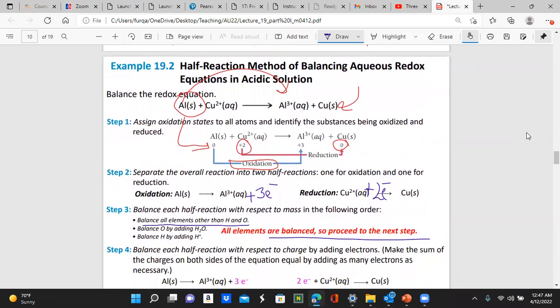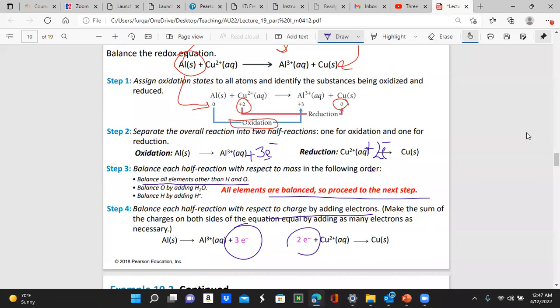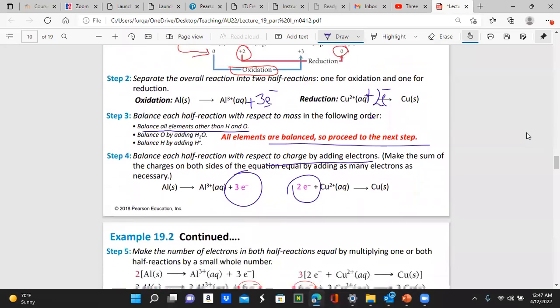Balance each half reaction with respect to the charge by adding electron. We have already done that, right? So 3 electrons on this side and 2 electrons on that side. Because atoms are already balanced, we had to do nothing here. Otherwise, we will have to do that.